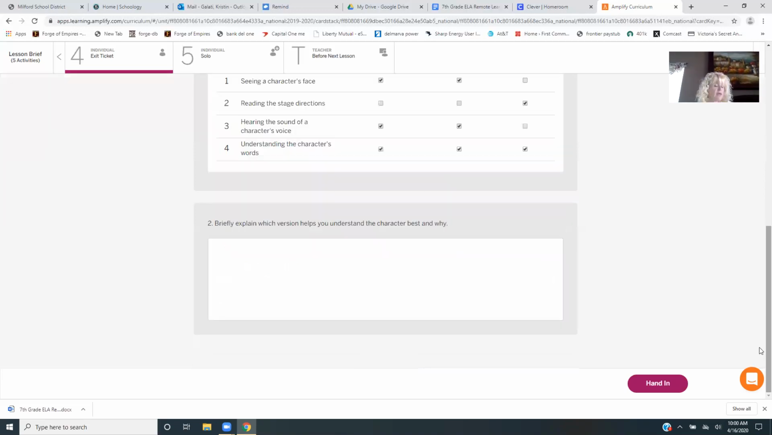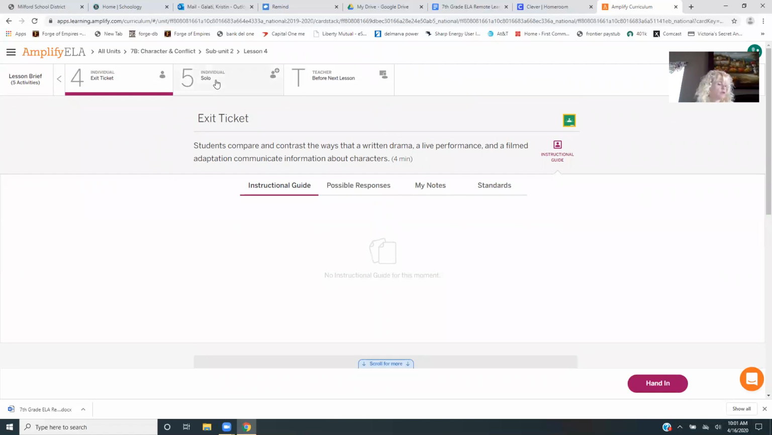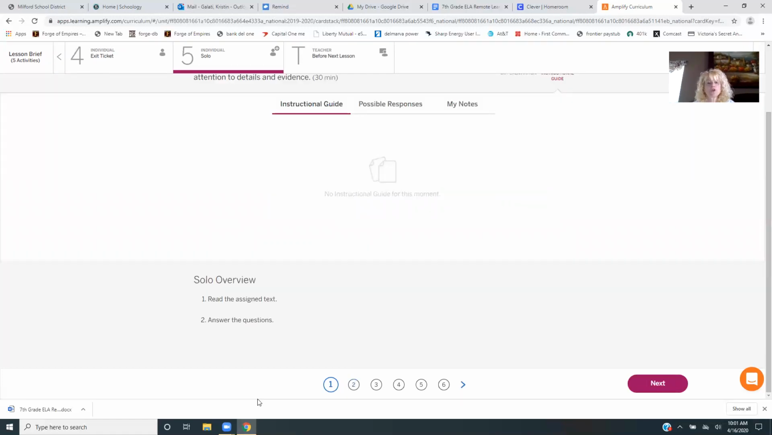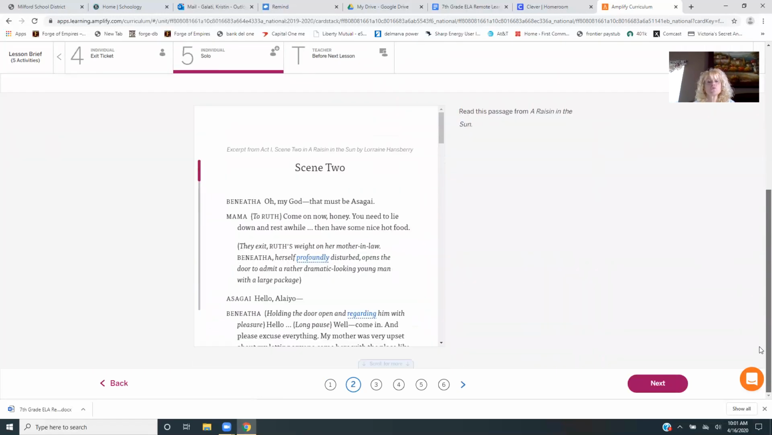I hope so. So then we're going to look at briefly explain which version helps you understand the character best and why. That is really something that is an opinion based on, okay, backing things up with examples. So you're going to use RACE, but it'll only be a few sentences there. Okay. Once you finish that, you're going to hand that in, and then you're going to go to your tab 5, which is your solo. Okay. And on your solo, you're going to read the assigned text and answer the questions. Go to card 2 to read the assigned text.